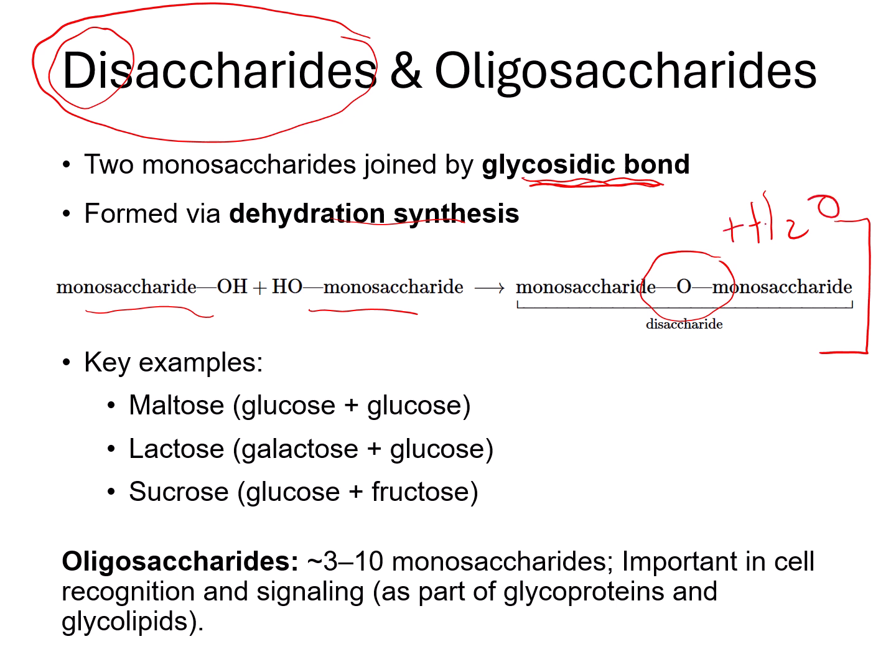Examples of disaccharides include maltose, which is 2 glucose molecules linked together, lactose, which is galactose and glucose, and sucrose, which is glucose and fructose.